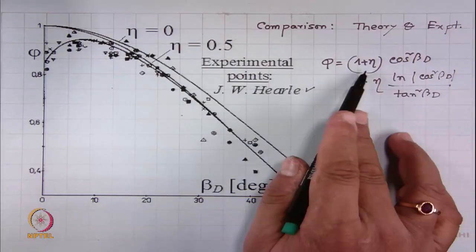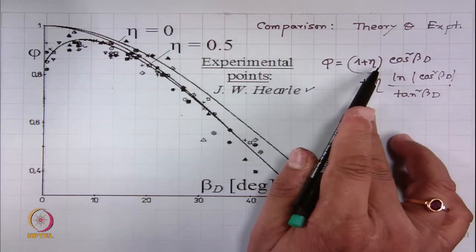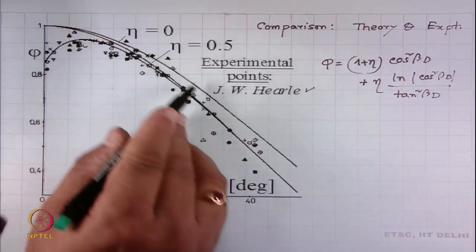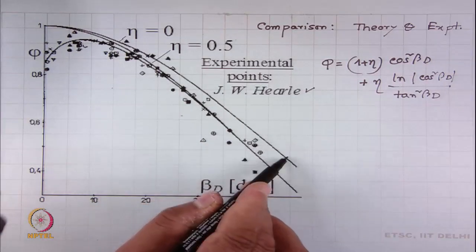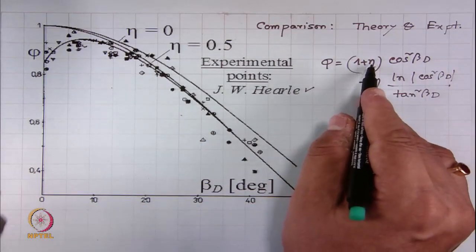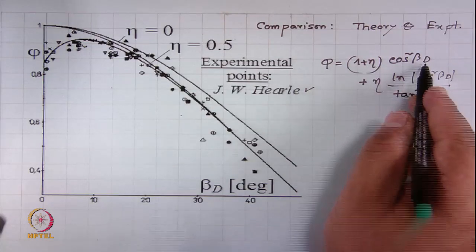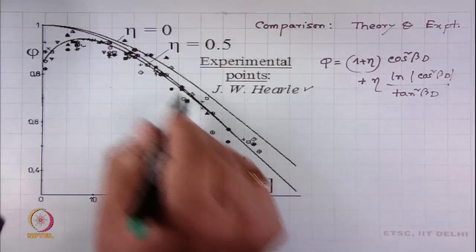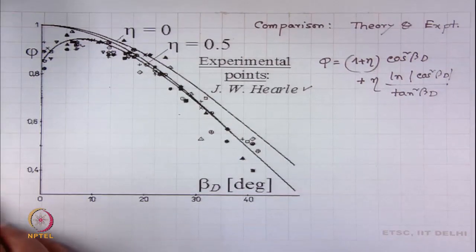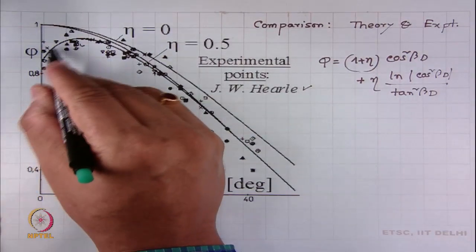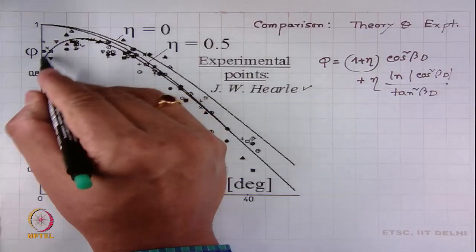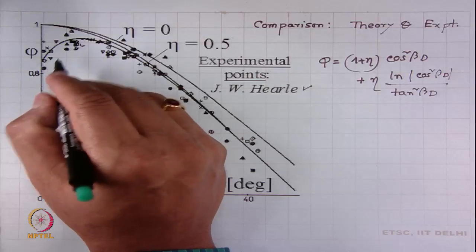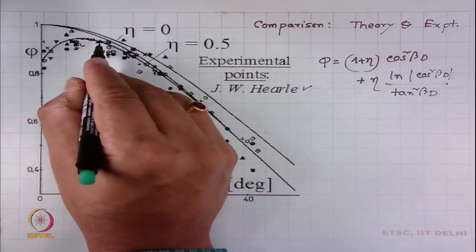When we put eta is equal to 0 here, then we obtain the first curve, this curve. When eta is equal to 0.5 here, for different angles of beta d, we obtain the next curve. And this curve is something different, which is the result of another theory where crimp variability was considered.